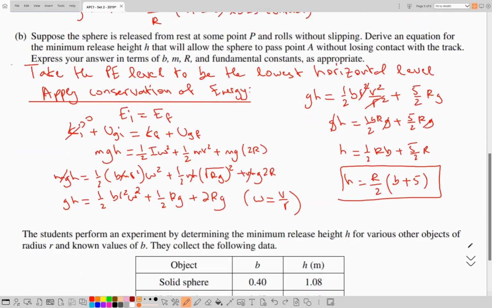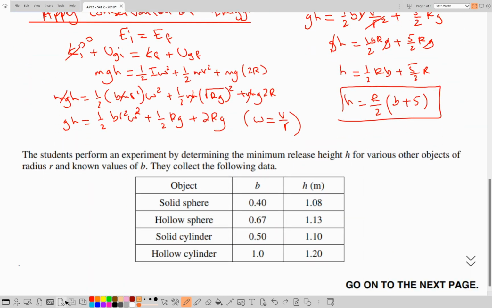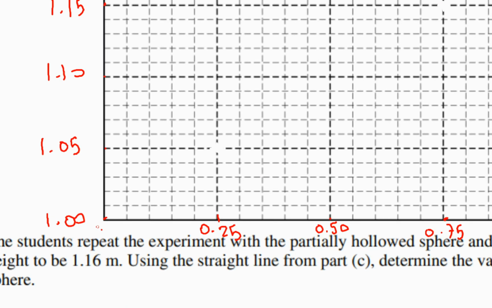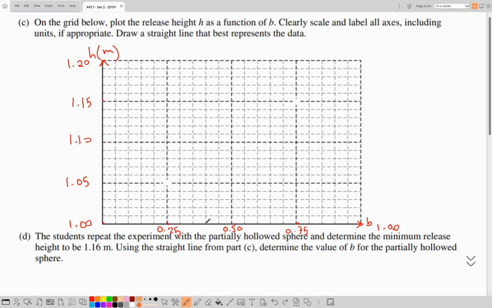Now the first point is given by 0.40, 1.08. Notice that here we're moving by a step of 0.05: 0, 0.05, 0.10, 15, 20, 25, 30, 35, 40. So 0.40 would be somewhere here, and we need 1.08, so the first point would be somewhere here.